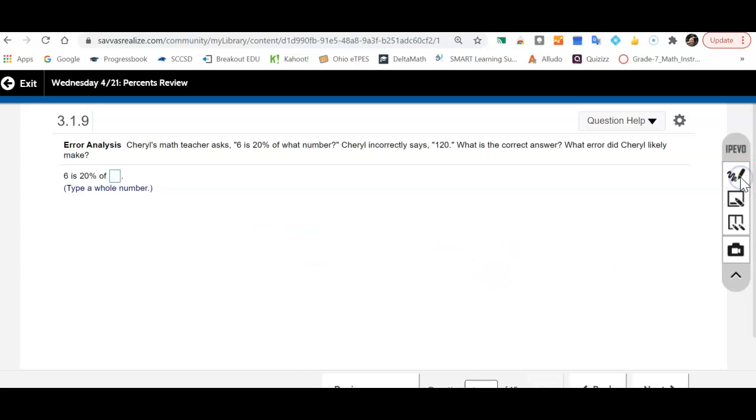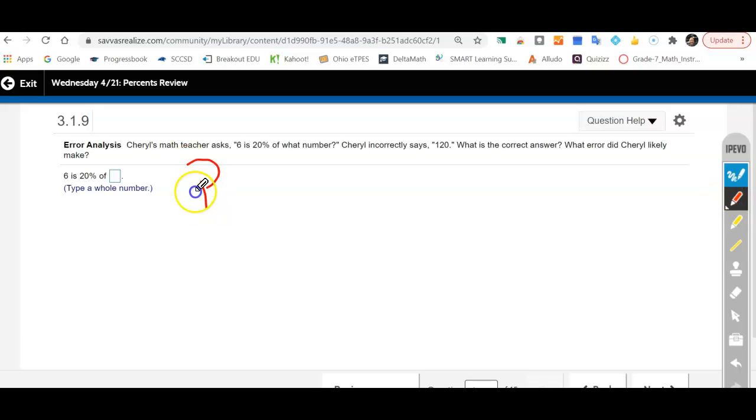Remember, we said part. My thing would work here, it would make it a little bit quicker. We go part equals percent times whole.